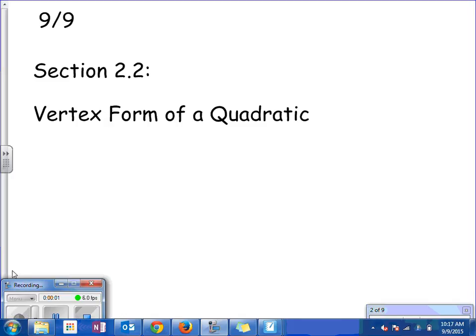So section 2.2, vertex form of a quadratic. We're going to review the vertex form, which we already introduced yesterday, and maybe just go into a little bit more detail about some of the characteristics.